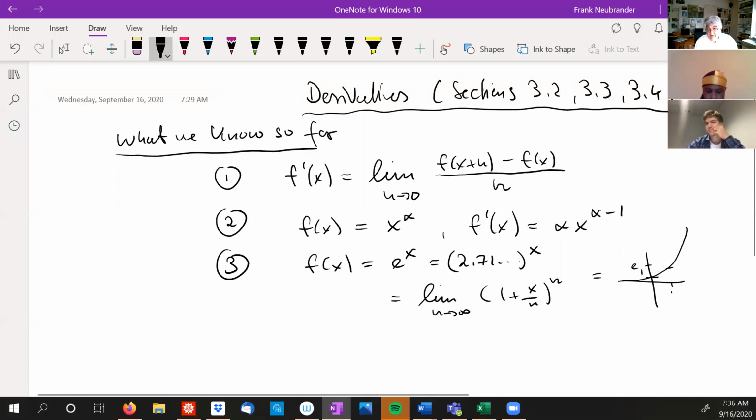So if x is 1, you are at 2.71. If x is equal to 2, you are at 2.71 squared. But then already if x is equal to 10, you are way above the building. You are way above the highest high-riser in New York City. And if x is equal to 20, you are on your way to the moon. And if x is equal to 100, you are out of the universe. So it's a very rapidly growing function. So these are all the functions we know how to take the derivatives of.